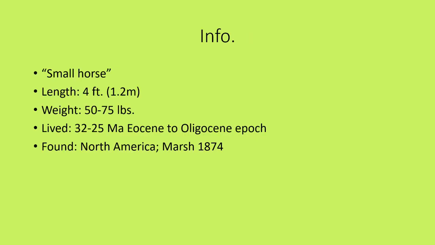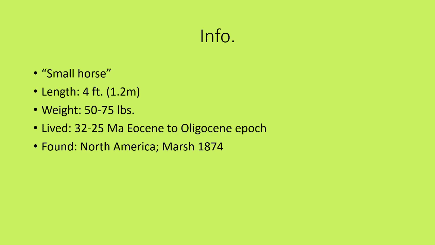The name Miohippus means small horse. The length is 4 feet or 1.2 meters. Weight is 50 to 75 pounds. It lived 32 to 25 million years ago in the Eocene to Oligocene epochs. The fossils are found in North America and it was described by Othniel Charles Marsh in 1874, right around the peak of the Bone Wars.